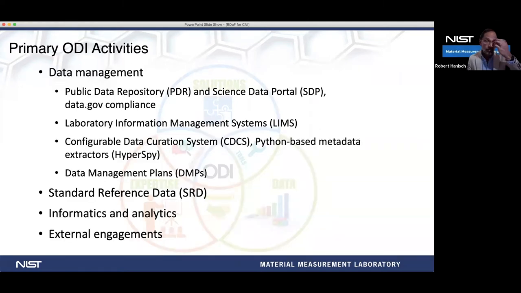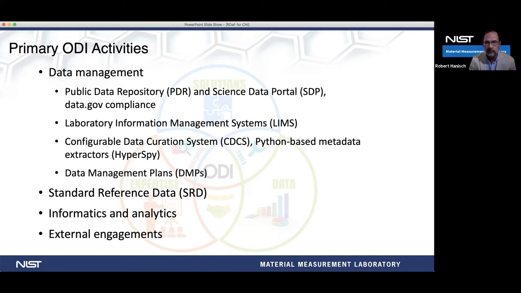Primary activities of my group are around data management. We've developed a public data repository and a science data portal to that repository. This was built originally for compliance with policies emanating from OSTP and OMB. But when I arrived at NIST about 6.5 years ago, it just seemed to me, based on my previous experience in the astronomy community, that this was simply the right thing to do. We also are developing laboratory information management systems, systems to help curate data sets in detail. And we have been sort of on a crusade to develop and improve data management plans for all of our research staff.